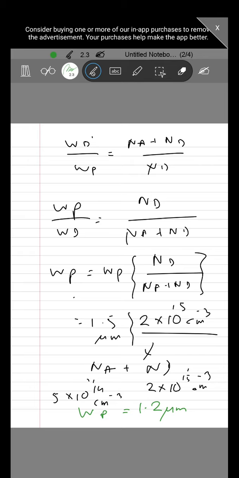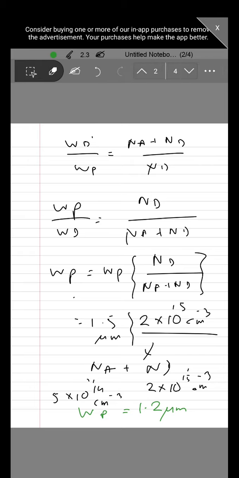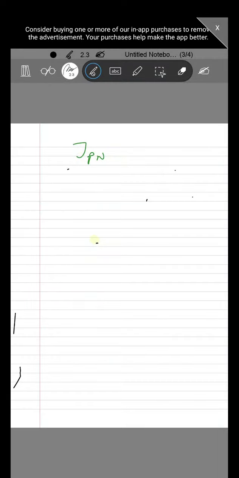So the next problem that we will discuss is what happens when we increase the built-in potential for a homojunction p-n junction. When we have a p-n junction which is a homojunction, that means the material on both p and n side are same. We are increasing the built-in potential.